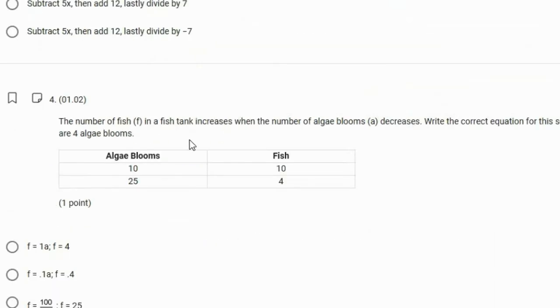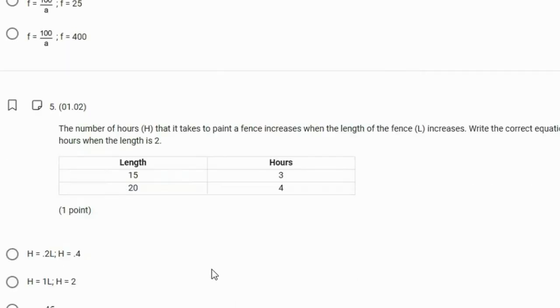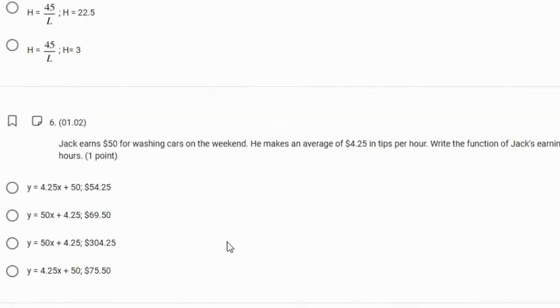The number of fish in a tank increases when the number of algae blooms decreases. Maybe they're eating it. Write the correct equation for this scenario and solve for the number of fish when there are 4 algae blooms. So it gives you a little table: with 10 algae blooms, you have 10 fish. With 25 algae blooms, you have 4 fish. Which one of these will meet that situation there? Got an equation and a solution. Here's another one.